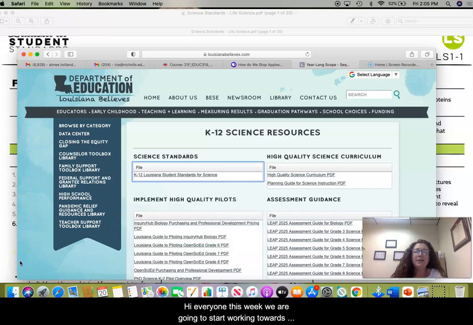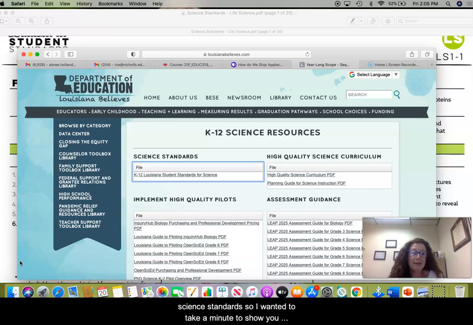Hi everyone. This week we are going to start working towards understanding the Next Generation Science Standards, which are what the Louisiana state standards are coming from. And so we will be working a lot in the Louisiana science standards.